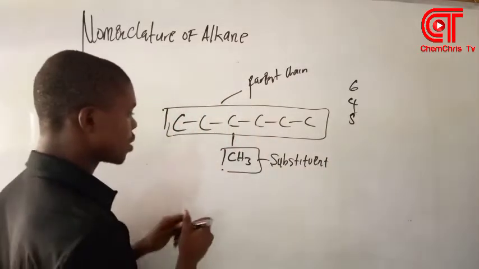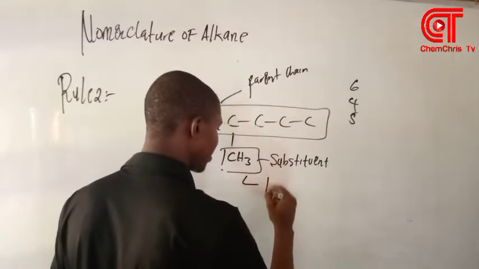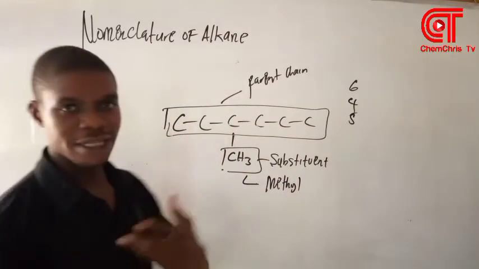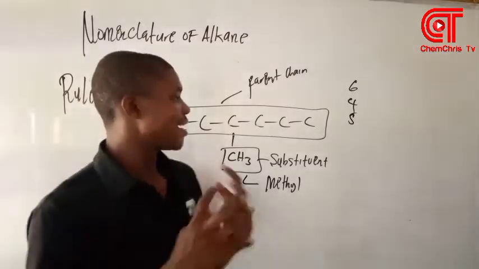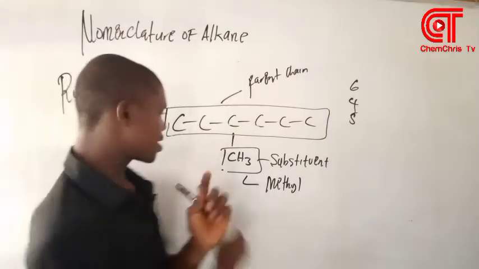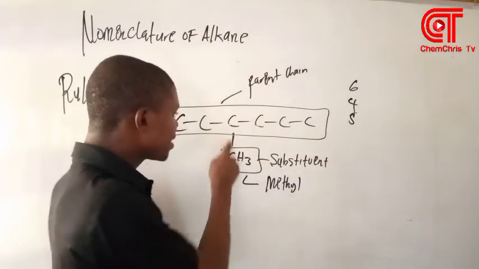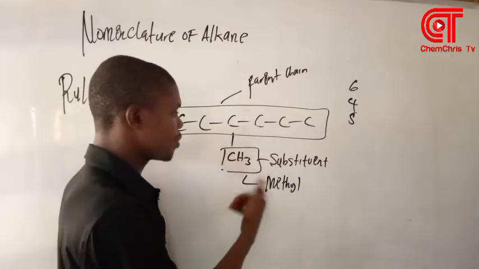And the name of this substituent is called what? Methyl. It's called methyl. So you can see it here. So the rule states that if a substituent is attached to the parent chain, you must number in such a way that the carbon carrying the substituent has the lowest possible number.